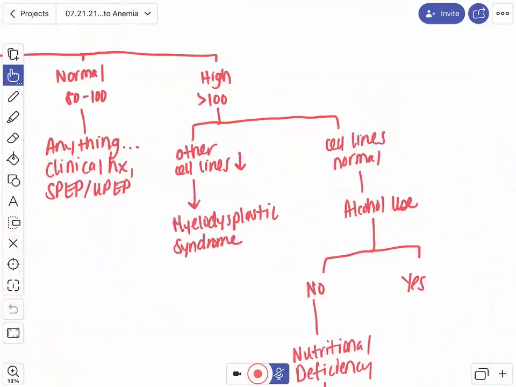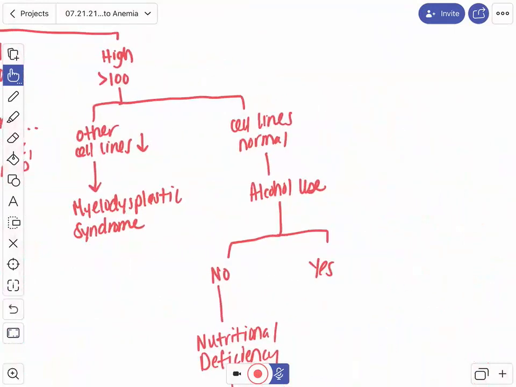And then lastly, for people who come in with a macrocytic anemia, so an MCV greater than 100, the way that I think about this is first by looking at all their cell lines. So if they have other cell lines that are severely deranged, so somebody comes in with an MCV of 110, they have very low platelets, their white blood cell count is also down, then I think about a myelodysplastic syndrome, send them off to hematology to get worked up.